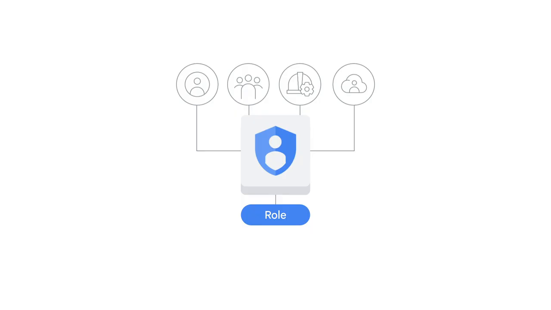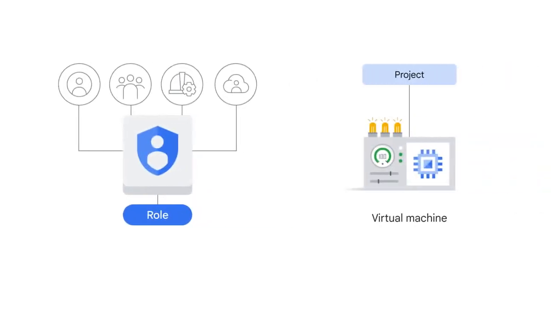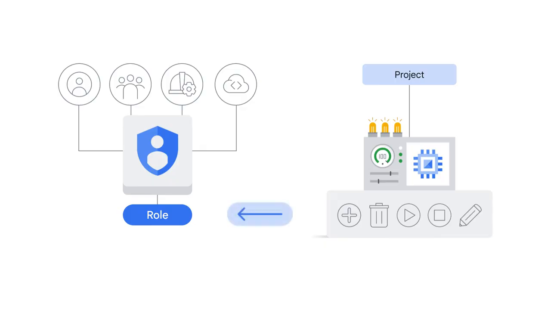The can do what part of an IAM policy is defined by a role. An IAM role is a collection of permissions. When you grant a role to a principal, you grant all the permissions that the role contains. For example, to manage virtual machine instances in a project, you must be able to create, delete, start, stop, and change virtual machines. So these permissions are grouped into a role to make them easier to understand and easier to manage.